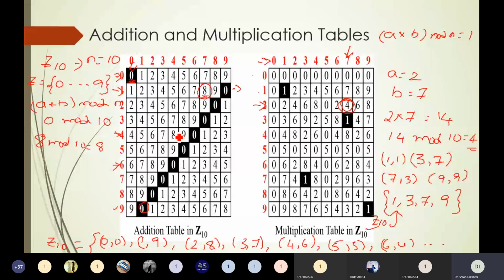So is there any doubt about how to prepare the addition table or the multiplication table? Tell me, ma'am. No doubts, ma'am. Okay.